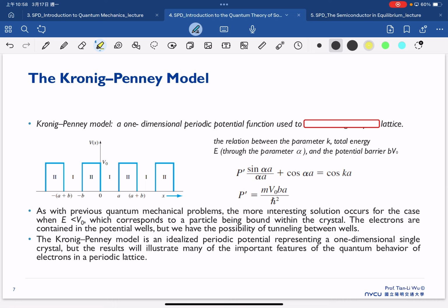The one thing I want to particularly mention here is a very well-known model that we call the Kronig-Penney model. This is a model to describe the one-dimensional periodic potential function used for a single crystal lattice.